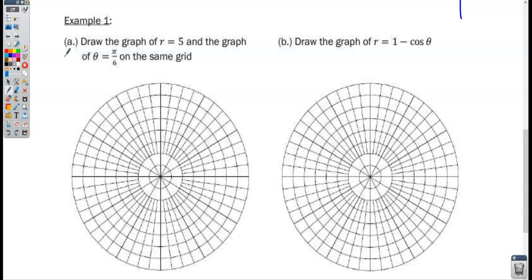One when we have r equals some number, and one when we have theta equals some number. R and theta are kind of analogous to the x and the y, as the two variables that are our coordinates in the polar system. So let's talk about what these graphs look like.